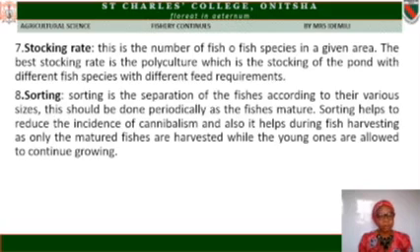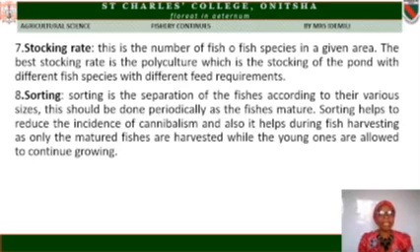Another method of maintaining the fish pond is the stocking rate. This is the number of fishes species in a given area. The best stocking rate is the polyculture, whereby fishes of different species are allowed to stay in the same pond and they require different feed requirements. This is in a way that some of them will be feeding from the bottom of the pond, while some will be feeding from the top of the pond.